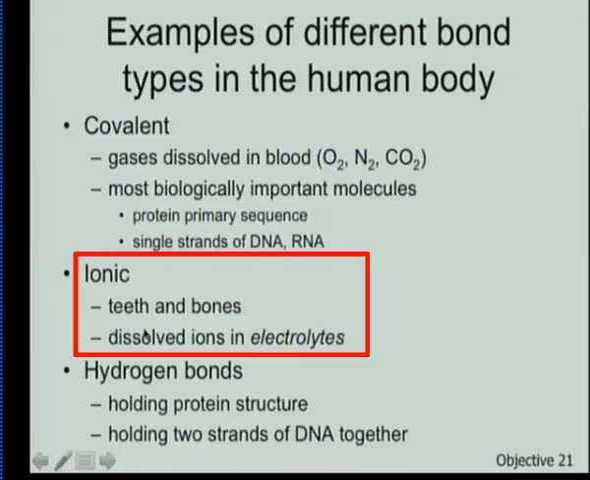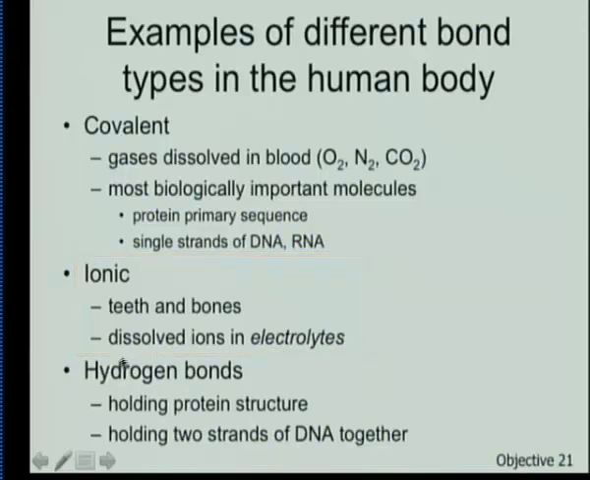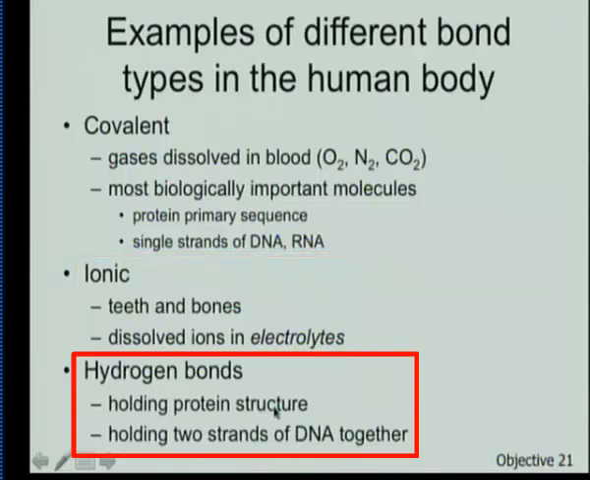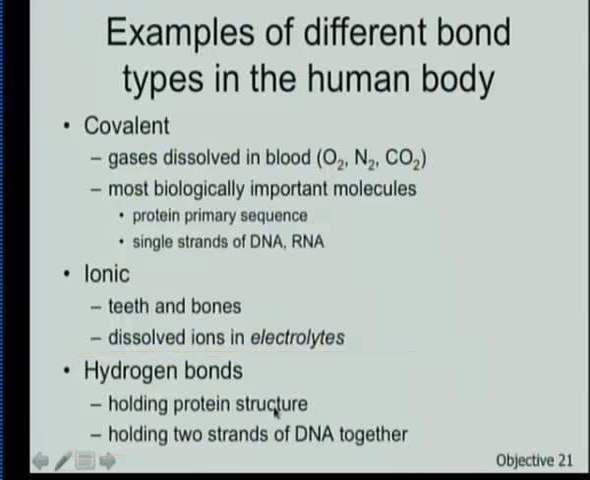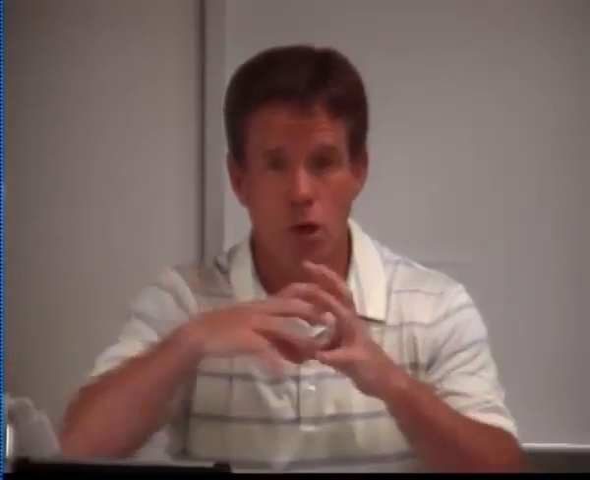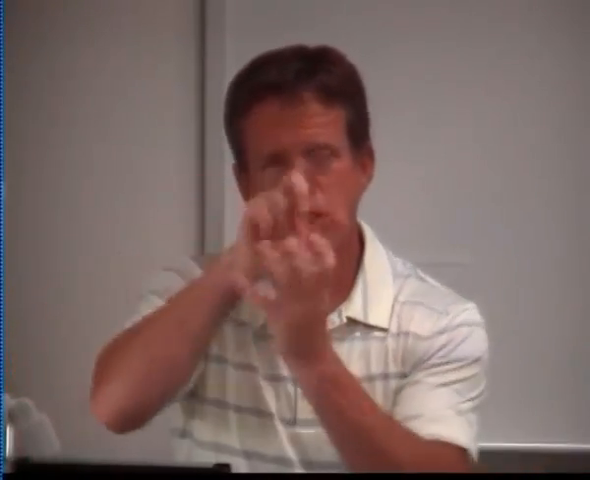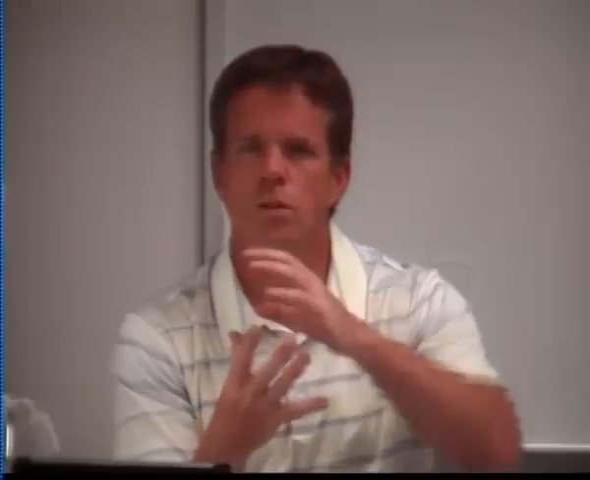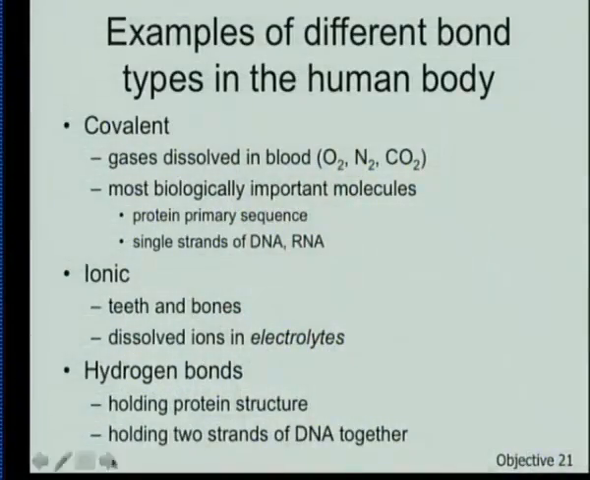Our ionic bonds are in our teeth and our bones, and also in our dissolved ions as our electrolytes. Our hydrogen bonds are going to hold our protein structure together. It's kind of like we hook up the amino acids to make a protein, and we hook those up with covalent bonds, but then it starts to twist and turn and coil and fold and do other things, and hydrogen bonds play a role in that process. And then I mentioned the fact that we hold the two strands of DNA together with hydrogen bonds. So these are very important to us.